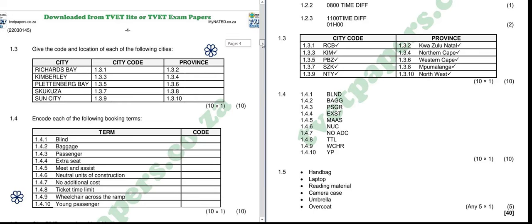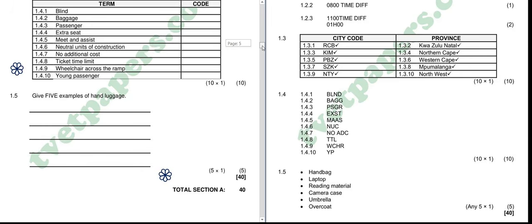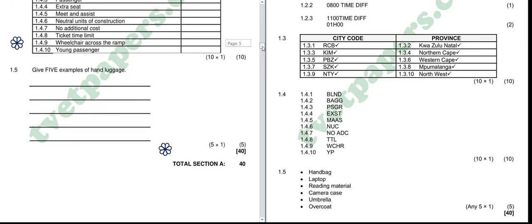Then we move on to 1.5: give 5 examples of hand luggage. For 1.5, we've got our examples of hand luggage: handbag, laptop, reading material, camera case, umbrella, overcoat. So those are the examples. This marks the end of our section A, which has a total of 40 marks.